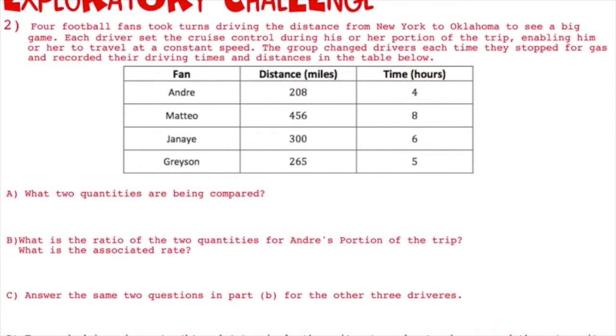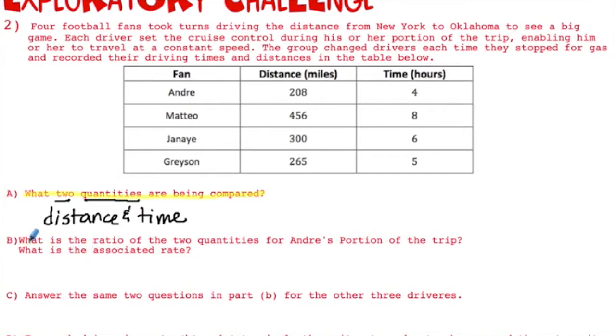So instead of going through and highlighting and drawing around everything, we're going to look at the next problem. What two quantities are being compared? Since it says two quantities, I know I'm looking for two different things. It's not the fans, the people, that are being compared. It's the distance and the time that are being compared. So I didn't use 2 to find my answer. I used 2 to let me know how many answers I needed.